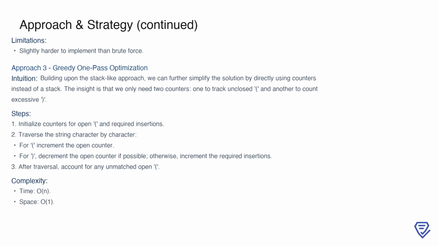Instead of using a stack or explicitly tracking unmatched, we rely on two counters, one for unclosed, and another to tally the required insertions. As we process the string, every open increments the open counter, while a close attempts to decrement it, indicating a match with an open. If no match is possible, we increment the required insertions to account for the imbalance. At the end of the traversal, any leftover open is handled by adding double the count to the total insertions, since each requires two closes to balance. This method retains the same O(n) time and O(1) space complexity but is easier to implement and more efficient overall.